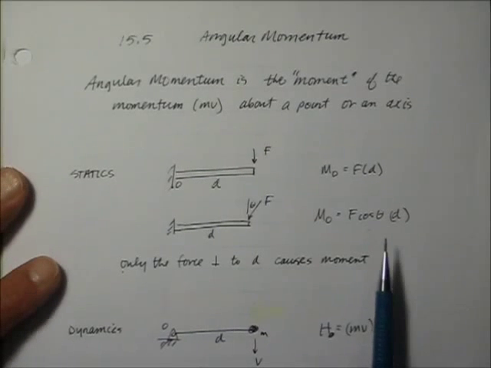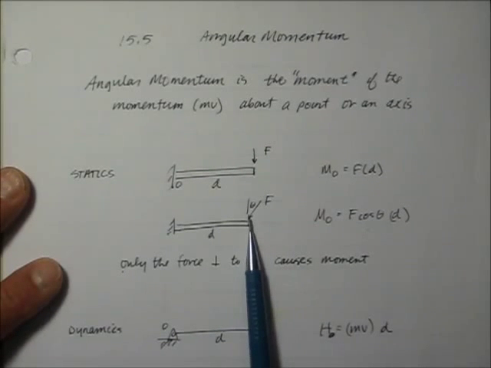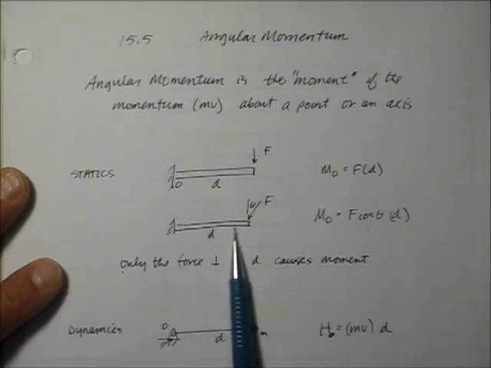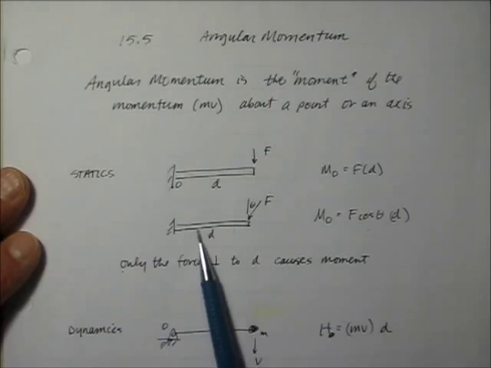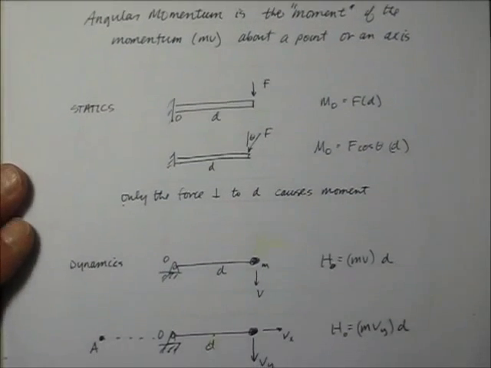We also know that only the component of the force that is perpendicular to the distance counts for that moment, such that we have a cosine component times that distance, which is actually what the moment about O is. All right, in dynamics we have a similar situation.